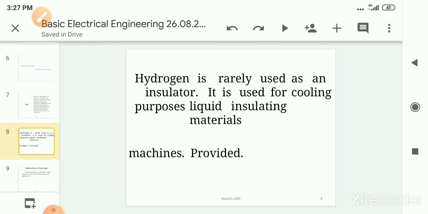small scratches. While you are playing, if any small scratch occurs on your skin, we first clean that area using hydrogen peroxide. After that we go to the first aid treatment, right? So regarding hydrogen, we know two items: one is H2O, water, and another is hydrogen peroxide. Hydrogen is used for cooling purposes as well as a gaseous insulating material.